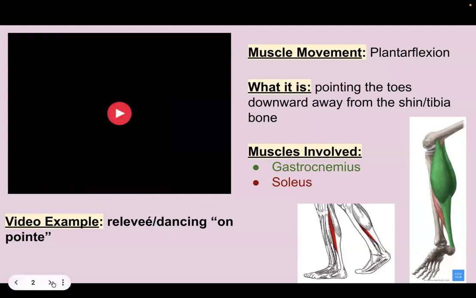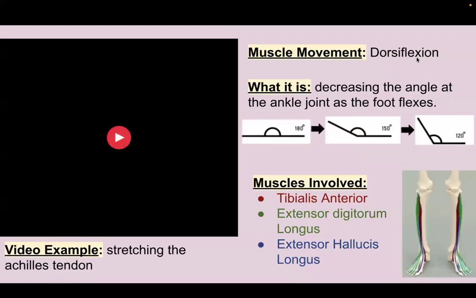Okay, so going on to the next muscle movement, we have dorsiflexion. So this is decreasing the angle at the ankle joint as the foot is flexing upward. So it's just the opposite of plantar flexion. I also included these angles here. So if you think of your math class at the center of the angle, this would actually be the ankle joint, whereas the toes would be here where my cursor is. So as you're flexing the foot upward, notice the toes are going up and the angle decreases.